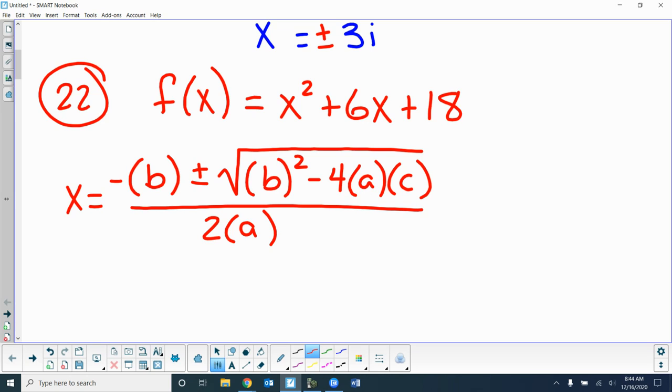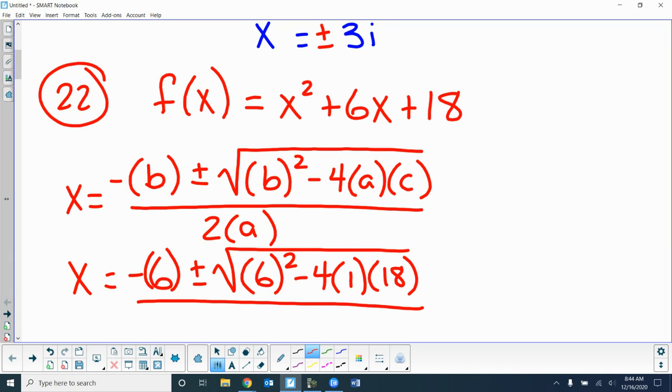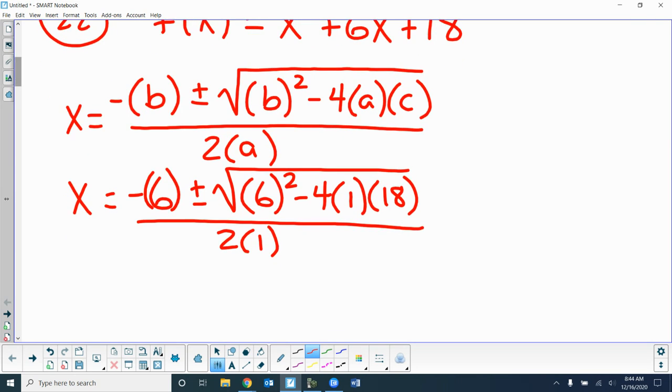Okay? So my B is 6. So -6 plus or minus the square root of b squared, again, b is 6. A is 1. And C is 18. All over 2 times A, which was 1. So that's how I would do that one. Okay, so this is -6 plus or minus the square root of something over 2. So the only part I put in my calculator is the 6 squared minus 4 times 1 times 18.